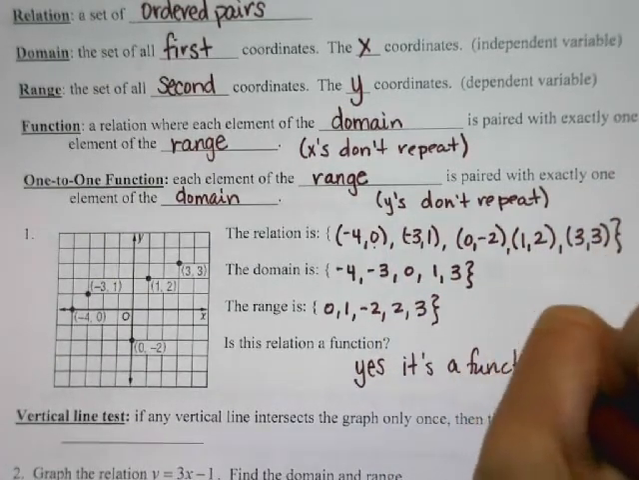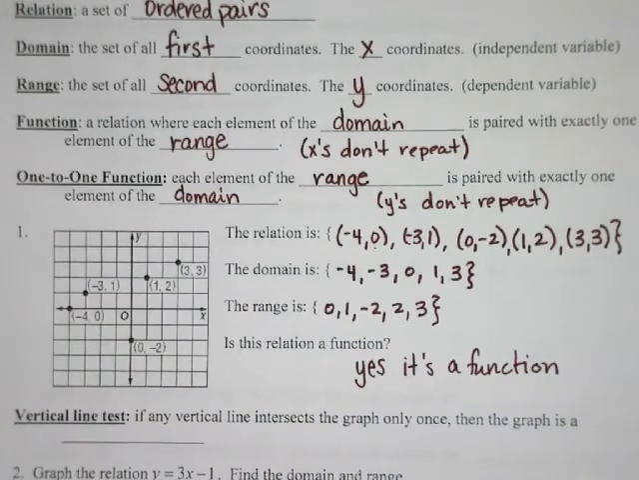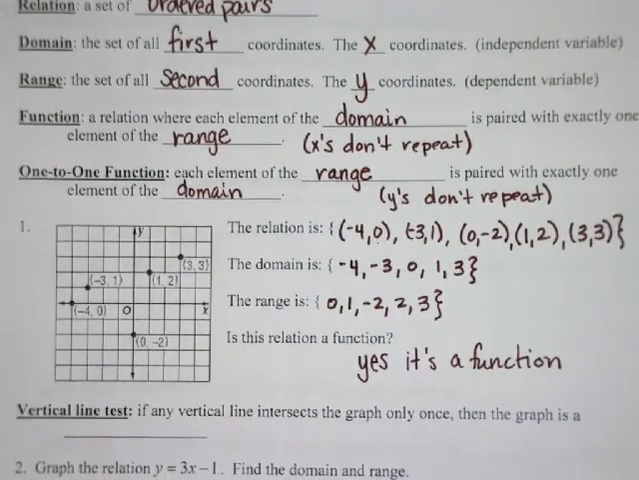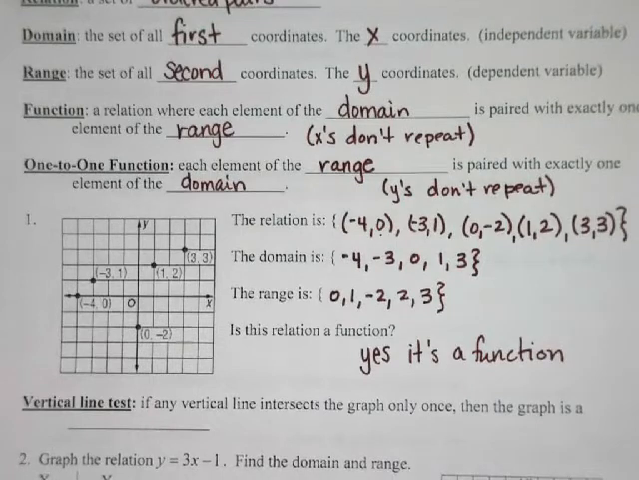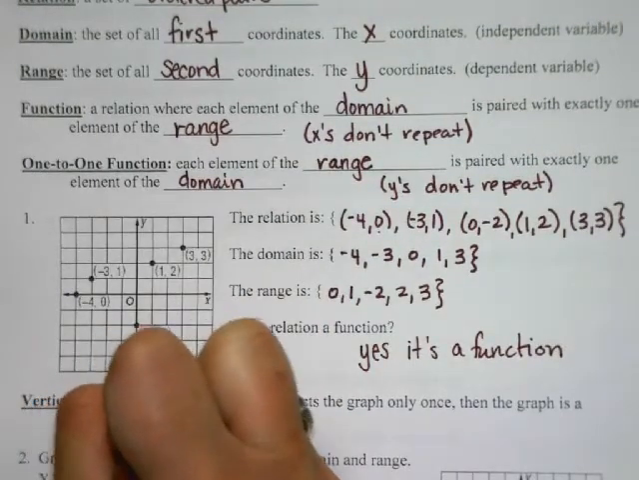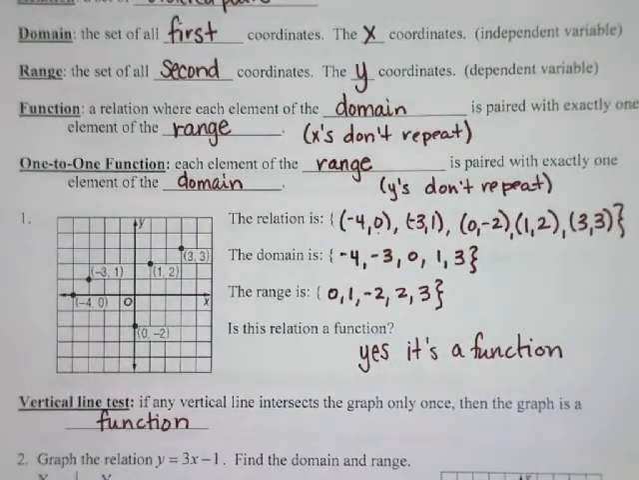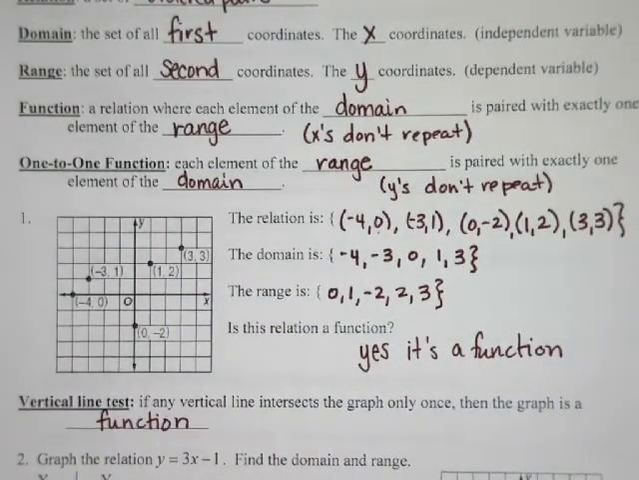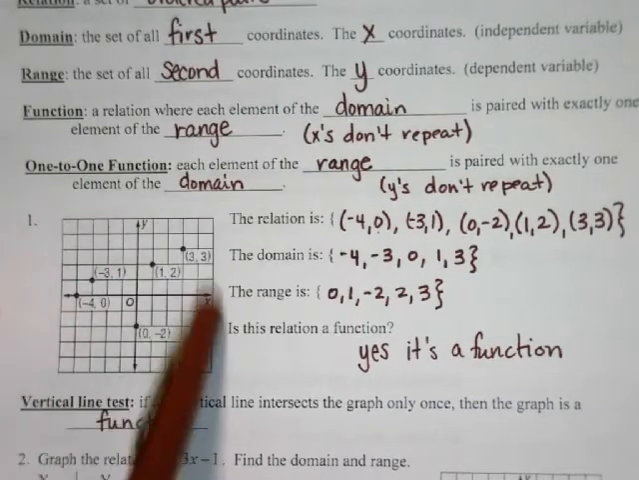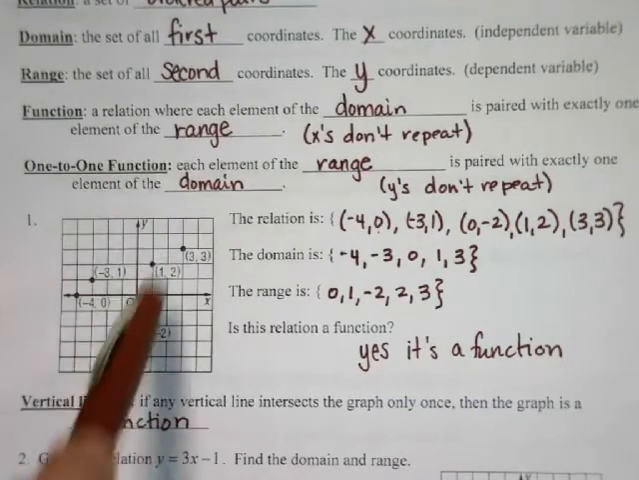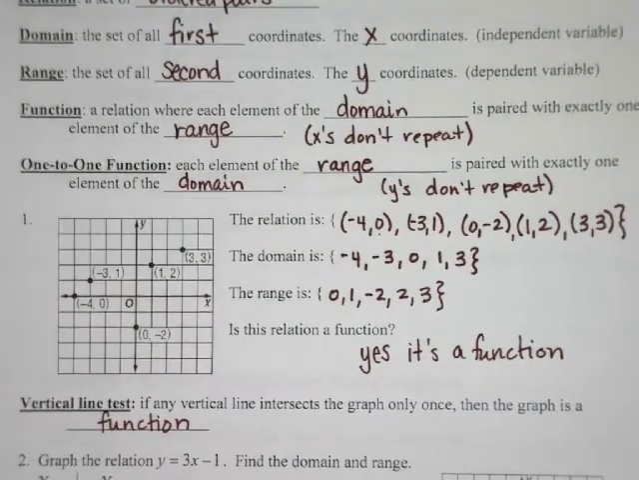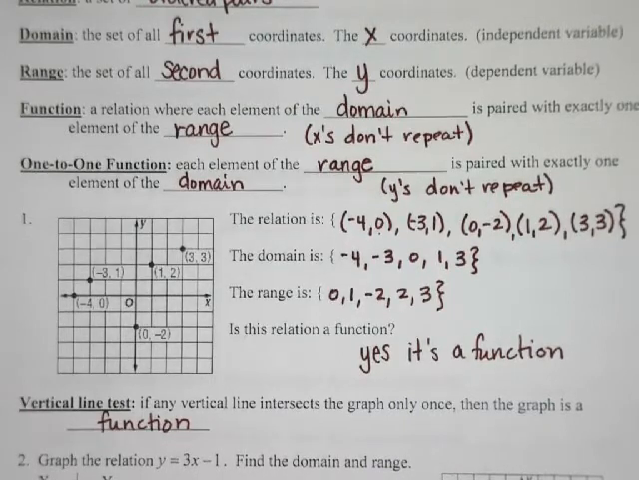In fact, we have a handy-dandy test to help us determine if it's a function. It's called the vertical line test. The vertical line test says if I draw any vertical line and it intersects my graph only once, then the graph is a function. Meaning, no matter where I draw a line, I only touch one point. If you can do that, then it's a function. If you touch it more than once, it's not a function, no matter where.